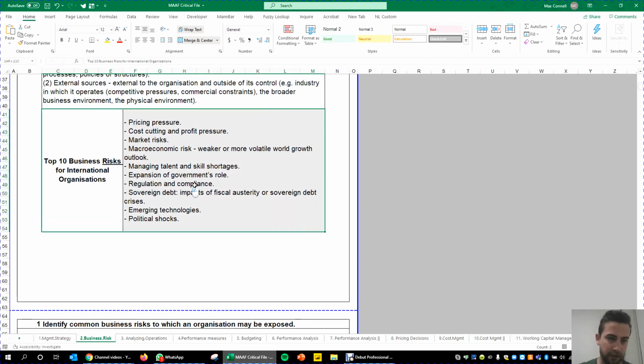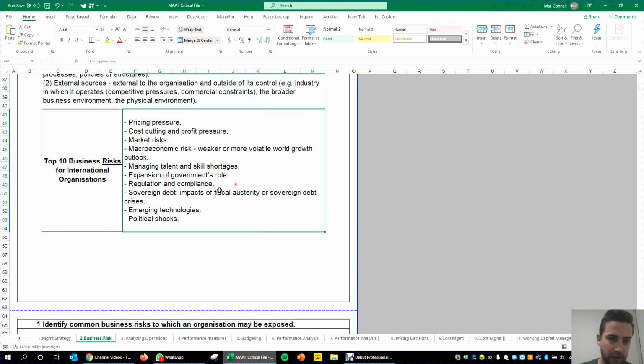So in our list here is a list of top 10 business risks. Now generally when you do the exam, you'll be able to gauge what these risks are from the question, just from the background information. You don't necessarily need a list in your notes to draw from. It's kind of reading it and then making sense of it. But if you can't think of anything in your exam, you could always refer back to this list and you might go, oh, I've forgotten pricing pressure. Oh, I've forgotten market risks. But it has to be supported by the background information to the question.